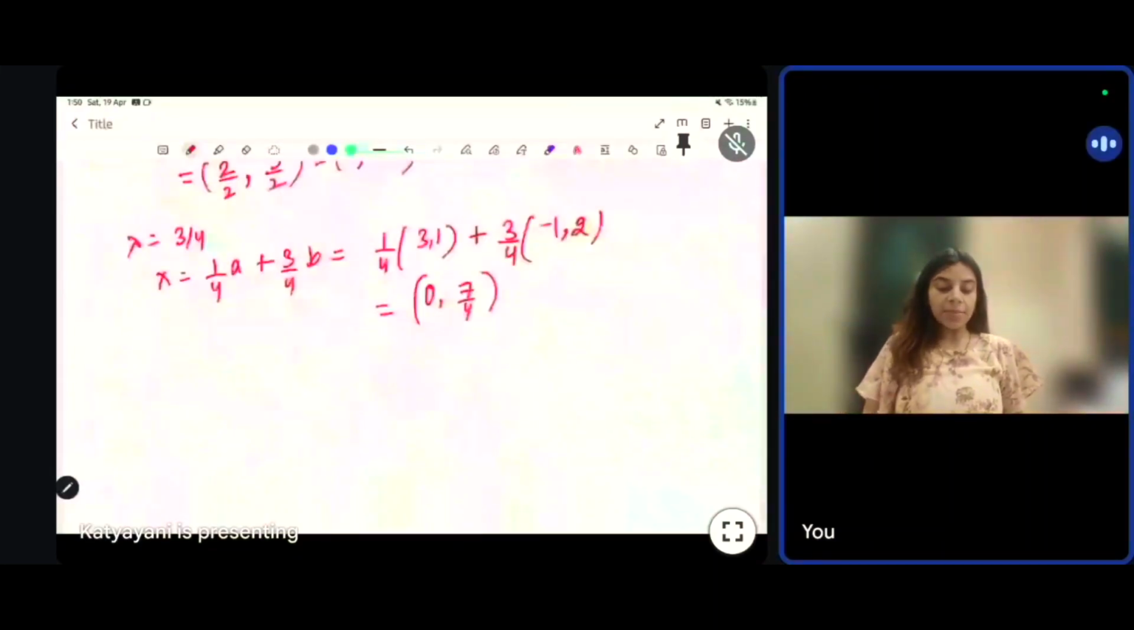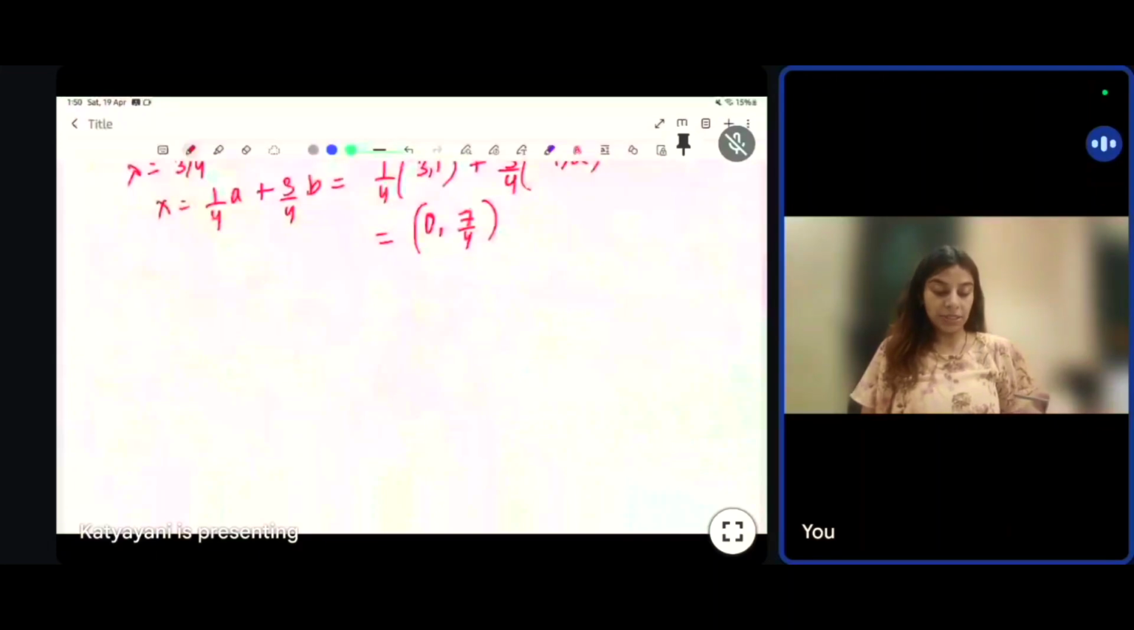Now the second part of the question says that as lambda runs through all the real numbers between 0 and 1, what set of points does x trace out? Show that if lambda runs through all the real numbers, then x traces out the whole straight line through 3, 1 and -1, 2.